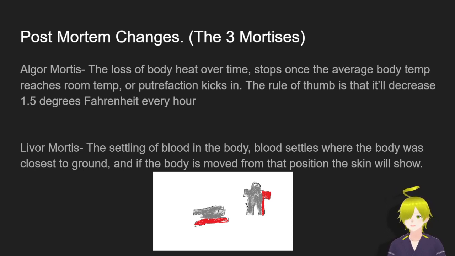Livor mortis, blood in the body. Yeah, blood collects where the body was closest to the ground. This is mostly because the heart just stops working, so it can't pump blood around actively. And as this hastily drawn diagram shows, if a body was laying on its side and livor mortis set in, then the side it was laying on will be a lot redder than the rest of the body. You can use this to tell how the body was originally laid out, or if it was moved pretty easily.